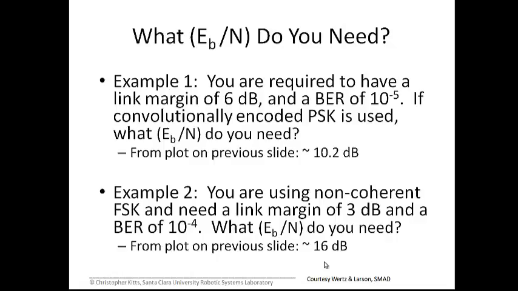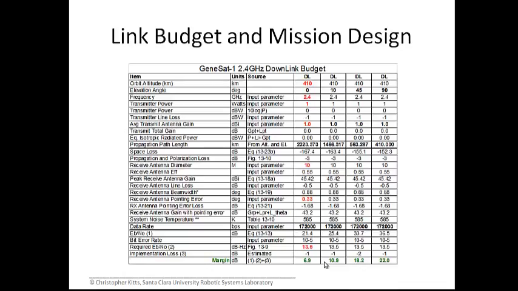Then it's twisted around a little bit. In example 2, we give you the modulation and encoding. You need a link margin of 3 dB, and a bit error rate of 10 to the minus 4, and we're asking you, in that case, what signal to noise do you need? So you can go through those 2 examples and see if you can reproduce these numbers, and we will double check those in the in-class portion of the course as well.